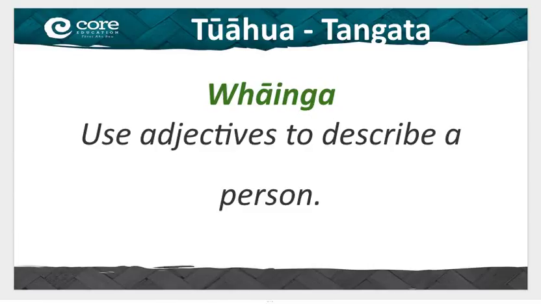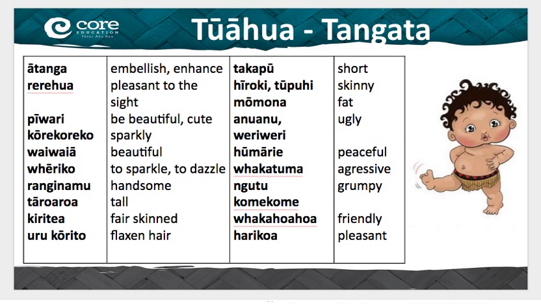Tēnā koutou, ko te whāinga o te rānei, our goal for today is use adjectives to describe a person. Now, there's a whole lot of different words that can use to describe a person. Using colours, we all know the word ātāhua. However, here are some extra words for you.